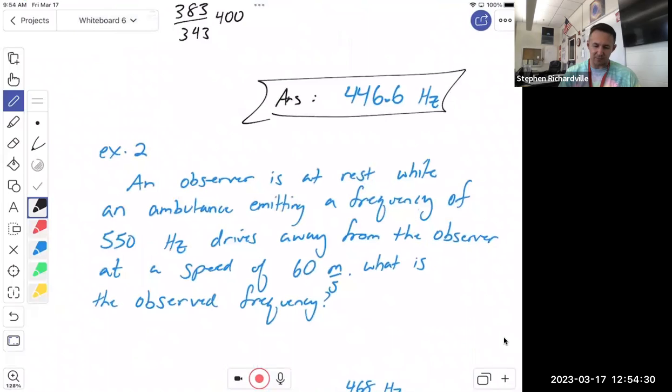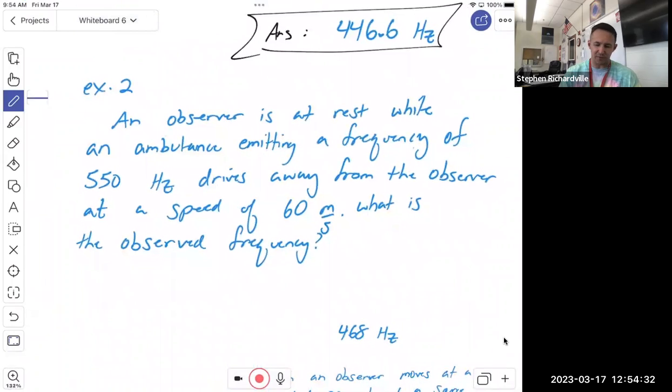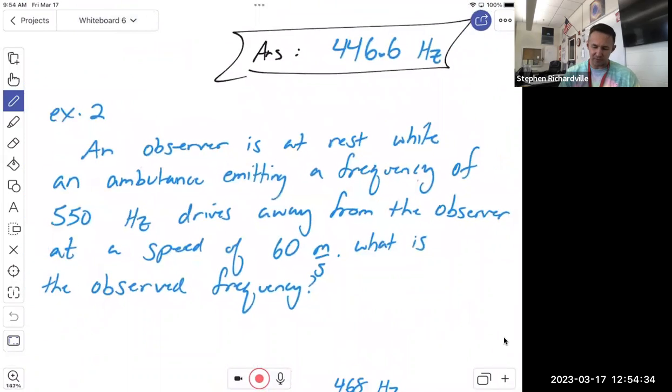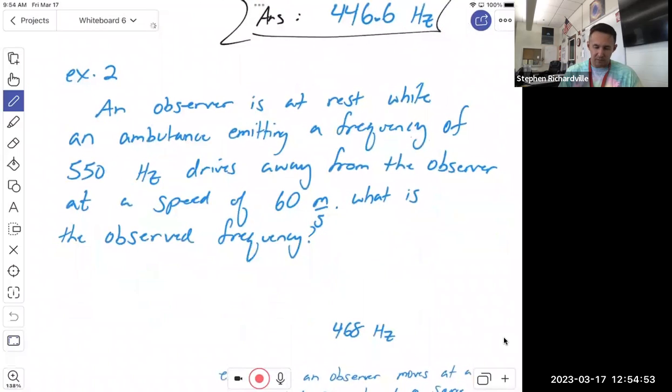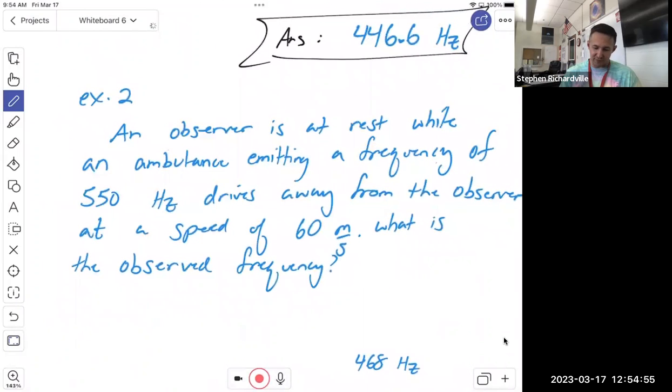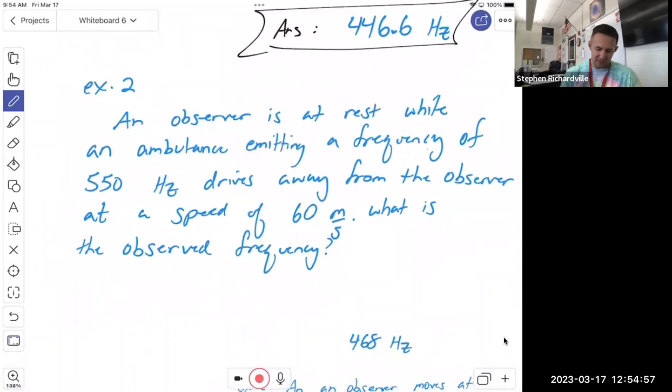My second example. Again, I'm going to go through this kind of quick, but you're welcome to pause. Oh, the answer's down there. An observer is at rest while an ambulance emitting a frequency of 550 hertz drives away from the observer. So now here I am standing, and there goes the ambulance. I expect lower as the ambulance moves away. Well, how much lower? 468 from 550. How did we get that?